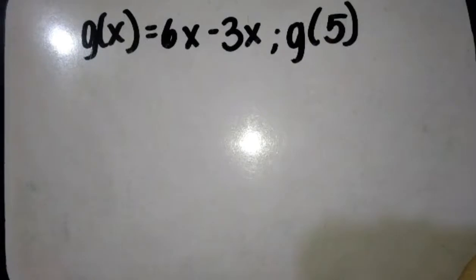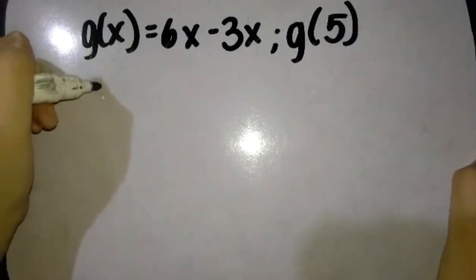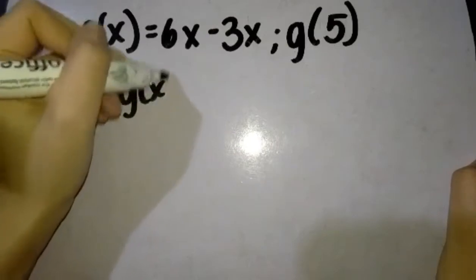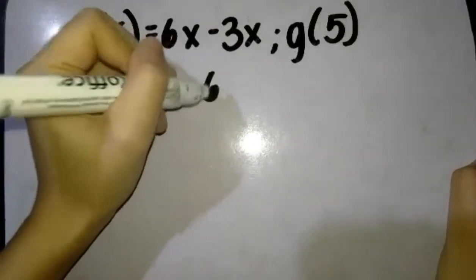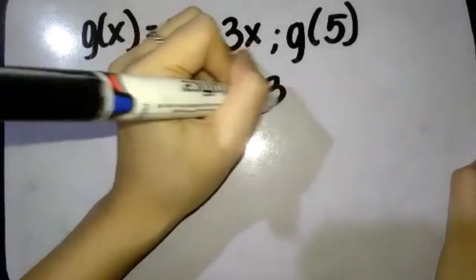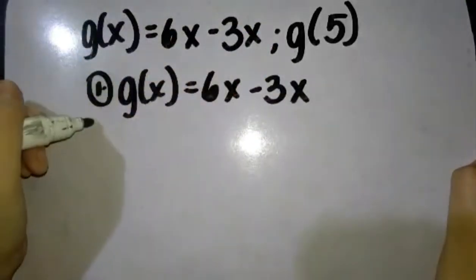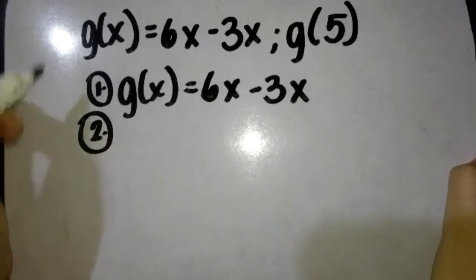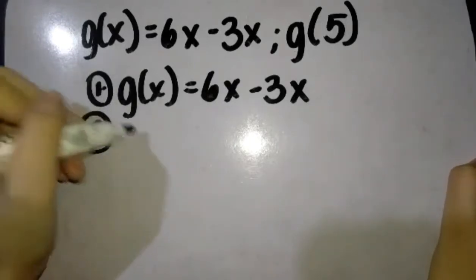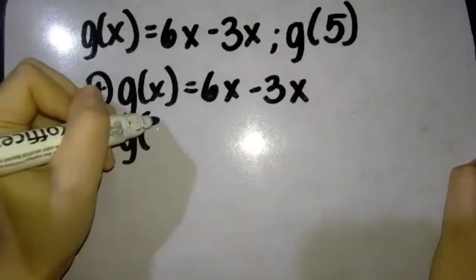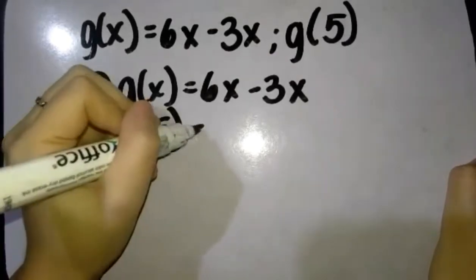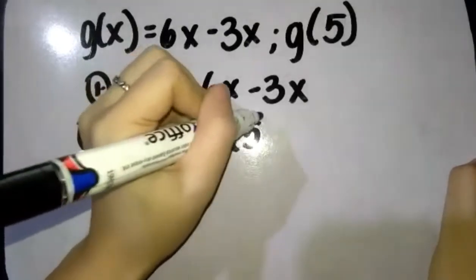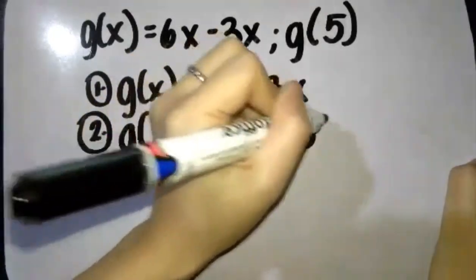Let's have another example. First, write the function g of x is equal to 6x minus 3x. Next, substitute the given value. g of 5 is equal to 6 times 5 minus 3 times 5.